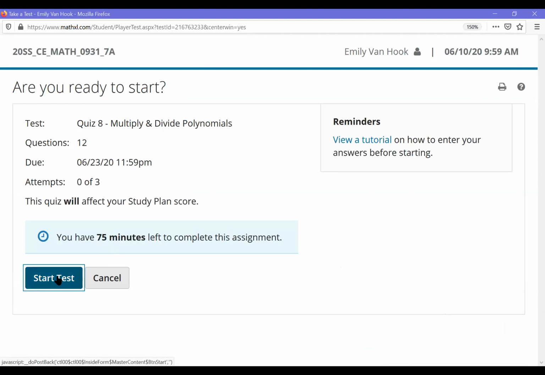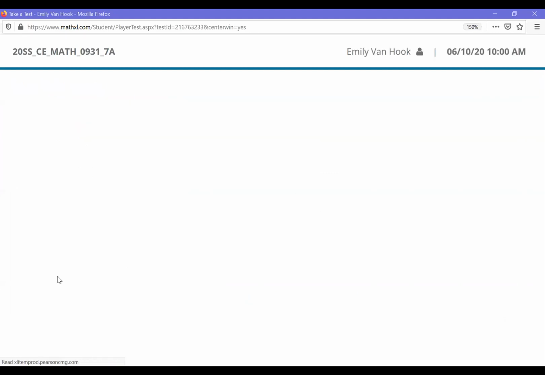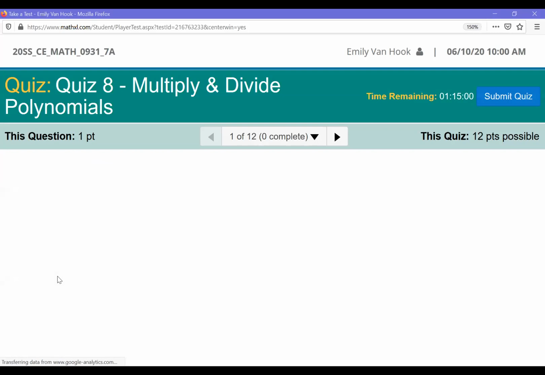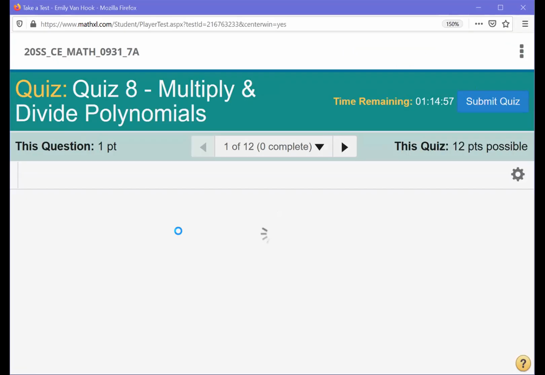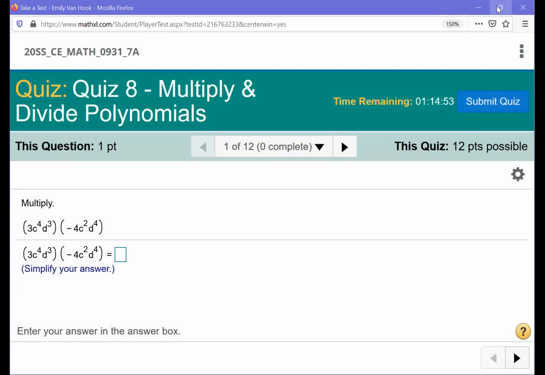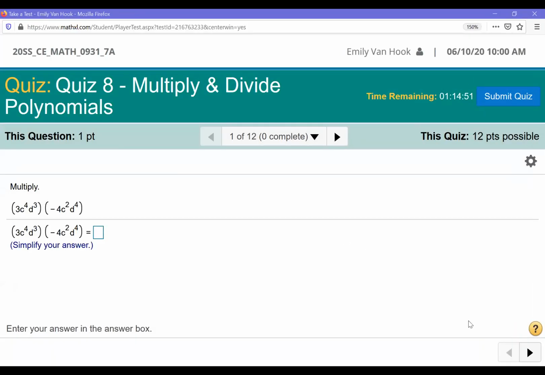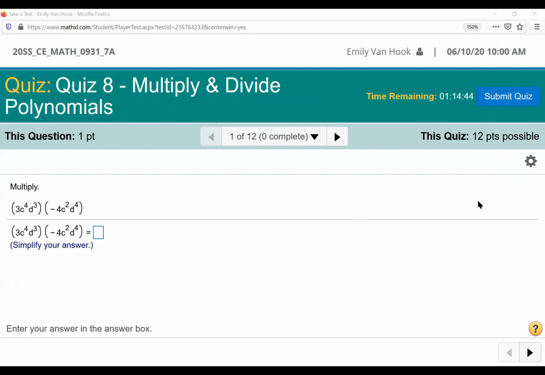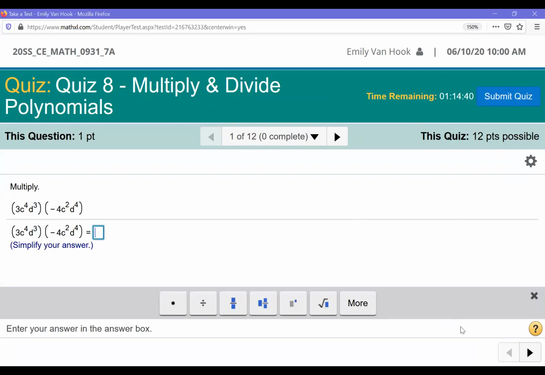Well, let's take a look. So I'm going to click Start Test. So you can see a quiz really does kind of look like the homework, but there's a timer right here. Making sure you can see this. Yes, okay. There's a timer going and there's no question help. So you just type in your answer, but there's no check answer.